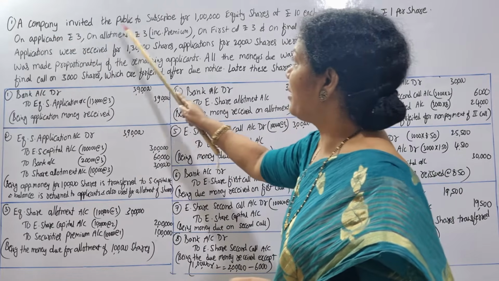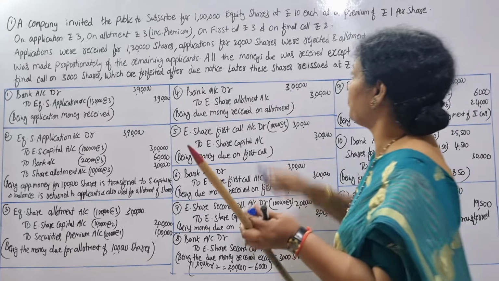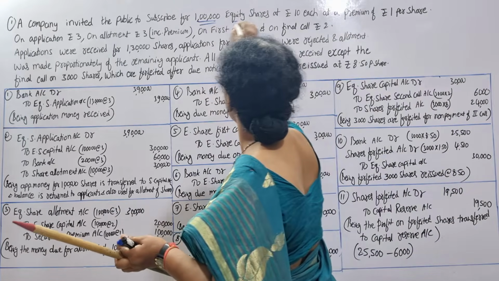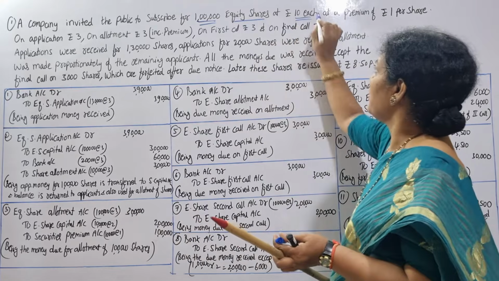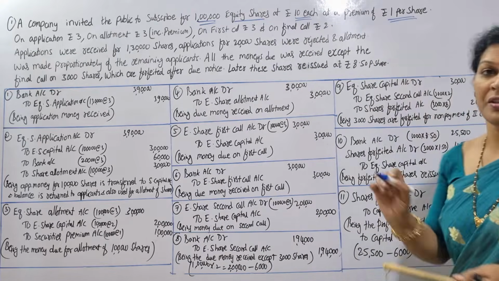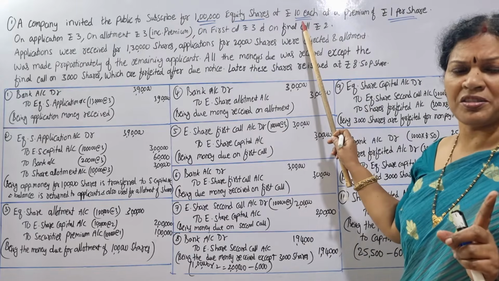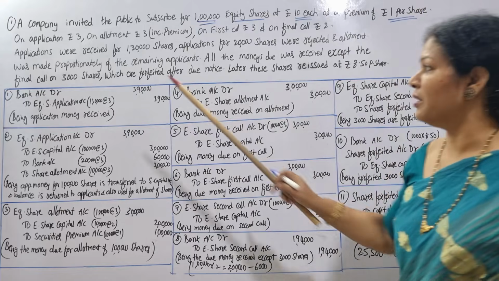A company invited the public to subscribe for 1 lakh equity shares at 10 rupees each, at a premium of 1 rupee per share. This is a premium problem. 1 lakh shares, actual cost is 10 rupees, premium is 1 rupee.